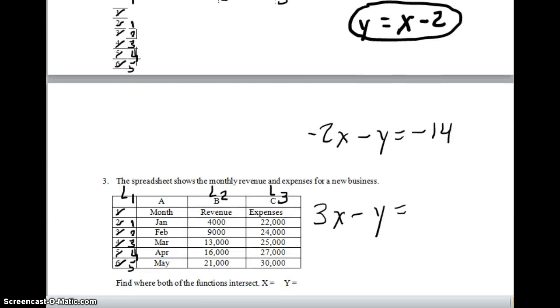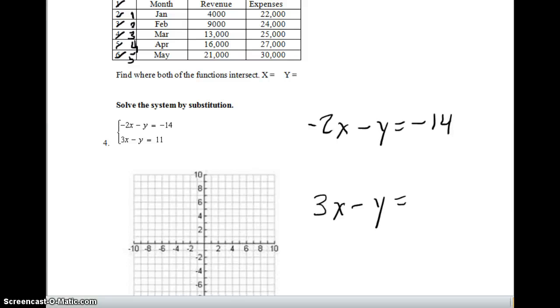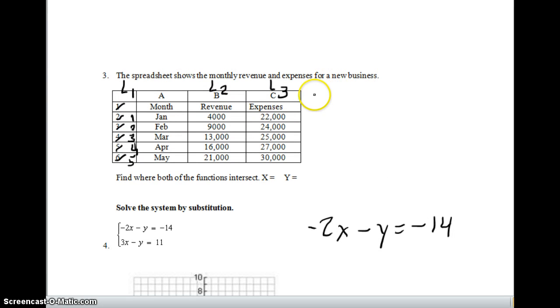Miss Carmine went ahead and talked a lot about the process of plugging this into your calculator. Remember, the months are going to be 1, 2, 3, 4, 5. L2 is going to be the revenue. L3 is going to be the expenses. And you will create two linear regressions. You'll have one stored in Y1 and have another stored in Y2.